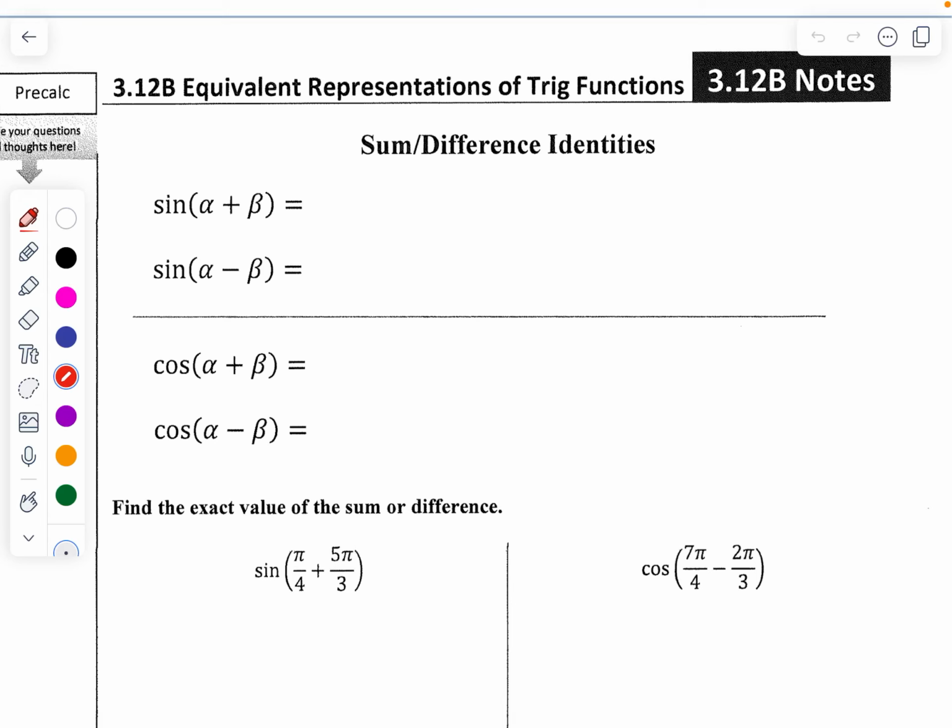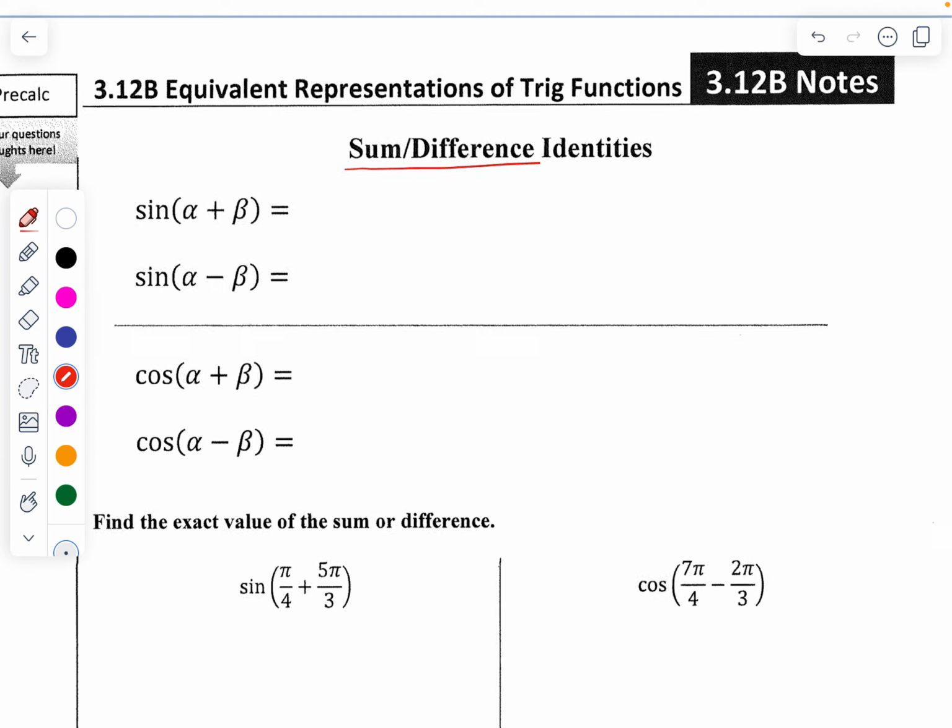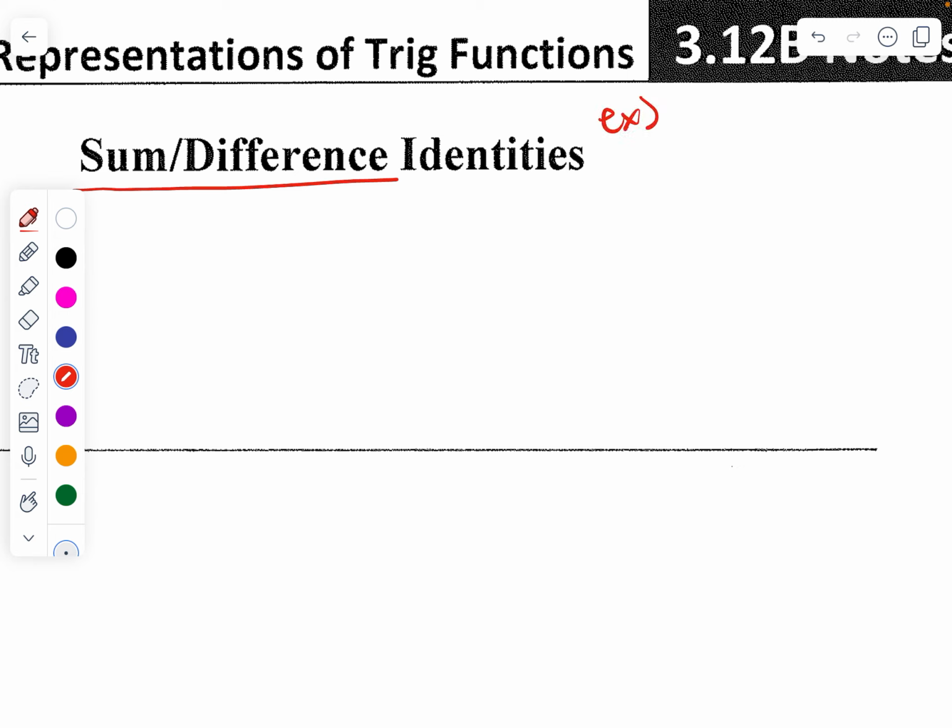Hey there, let's start talking about some other representations of trig functions, and this is something called sum and difference identities. One of the reasons why you might need to use this is, for example, if they asked you to find what's the sine of a 75-degree angle. You know this, but the most common angles we have around the unit circle are 30, 45, and 60.